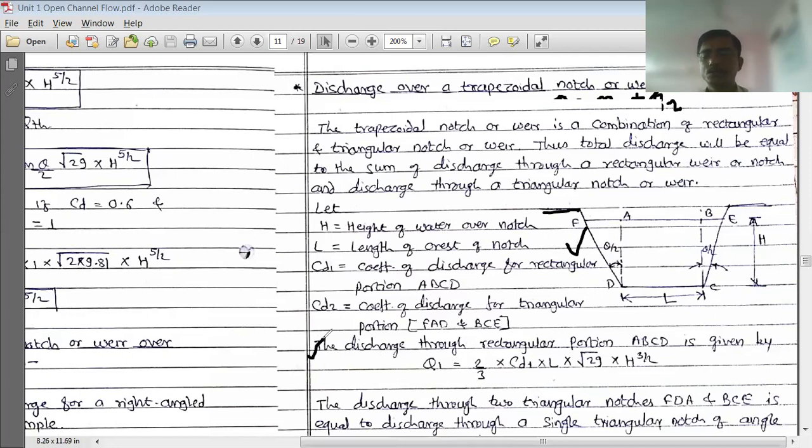through the rectangular portion ABCD is given by Q1 is equal to... Then the discharge through the triangular portion, write down this also. And after this, we will solve some problems based upon the rectangular notch, triangular notch, and trapezoidal notch.